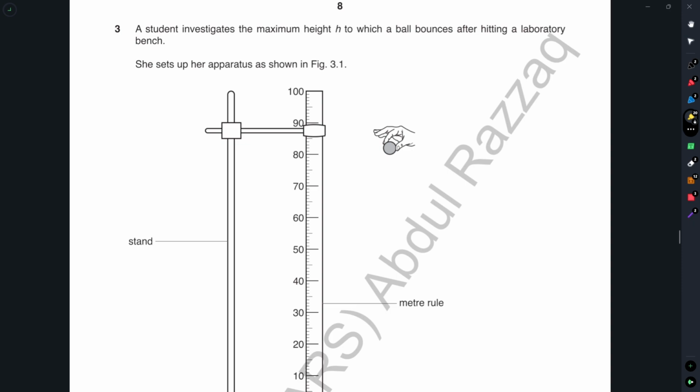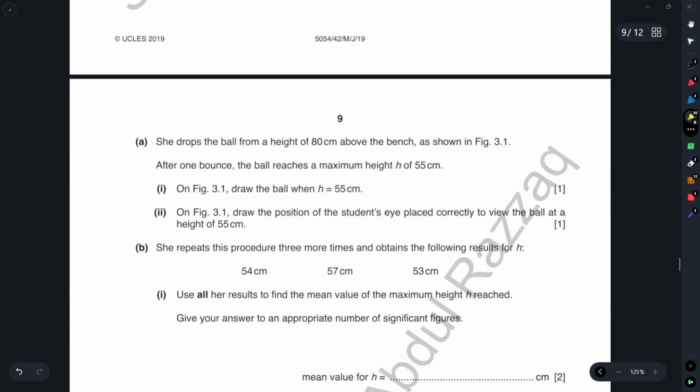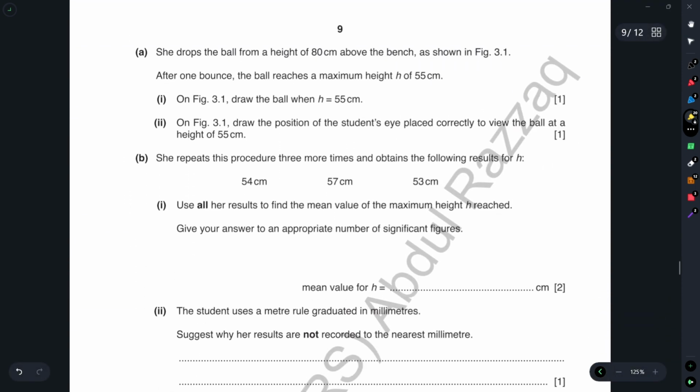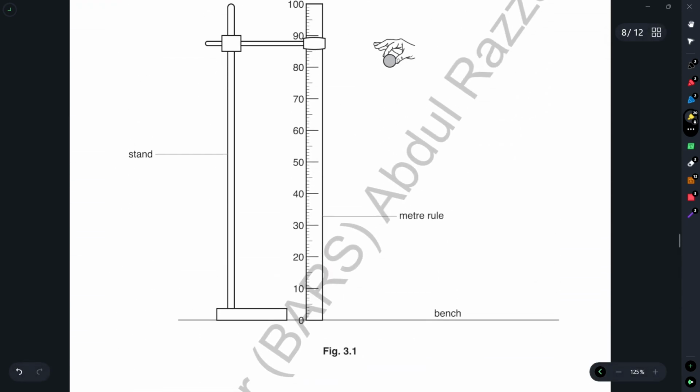Then the question says, on figure 3.1, draw the ball when h is equal to 55. So at height 55, it should be somewhere over here, is where we are going to draw the ball. H is equal to 55. Labeling is always important, so please remember that.